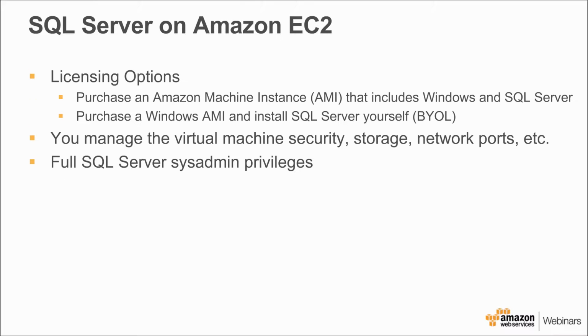So what does that mean for SQL Server? Well, to run SQL Server on Amazon EC2, you can purchase an Amazon machine instance known as an AMI that includes Windows and SQL Server, or you can purchase a Windows AMI and install SQL Server yourself. You manage the virtual security and storage, etc. You have admin rights on the machine, as I mentioned earlier, as well as full sysadmin rights.